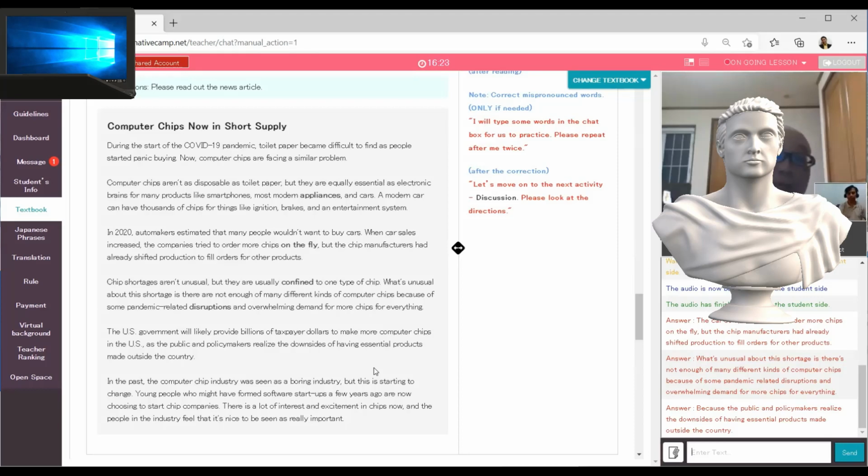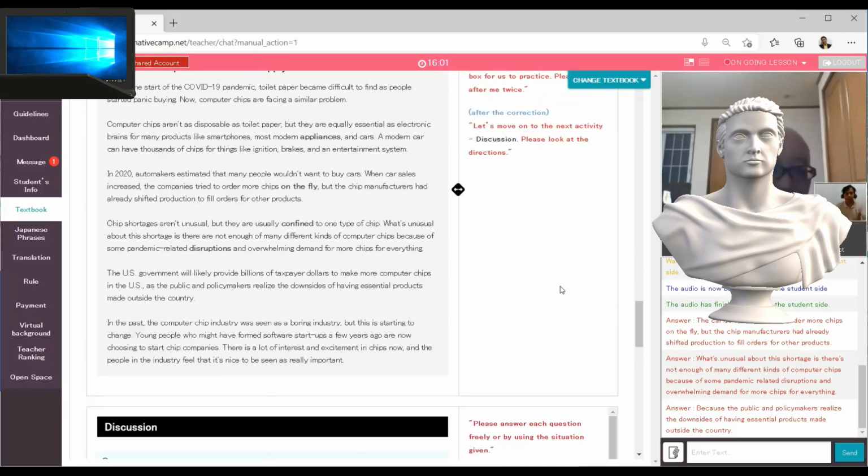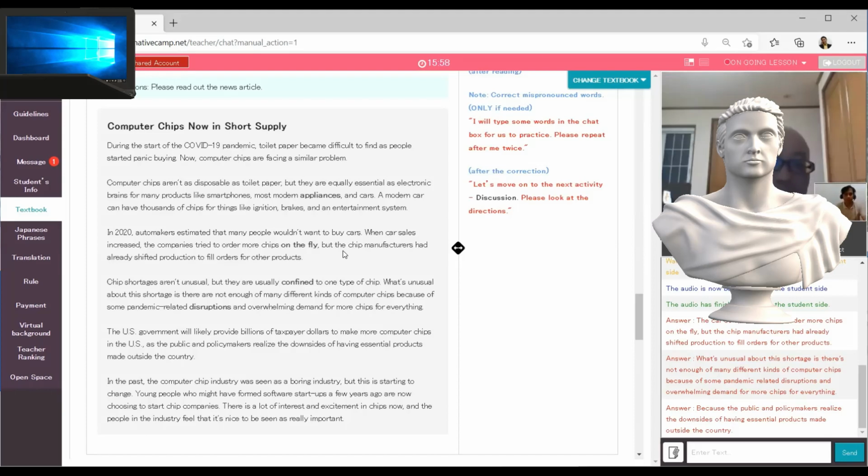Computer chips now in short supply. During the start of the COVID-19 pandemic, toilet paper became difficult to find as people started panic buying. Now computer chips are facing a similar problem. Computer chips aren't as disposable as toilet paper, but they are equally essential as electronic brains for many products like smartphones, most modern appliances, and cars. A modern car can have thousands of chips for things like ignition, brakes, and an entertainment system.